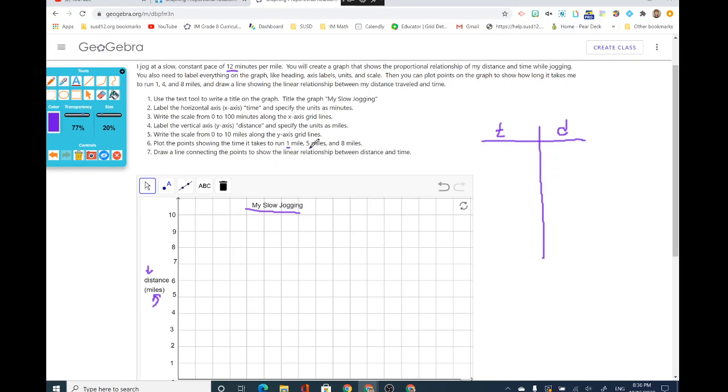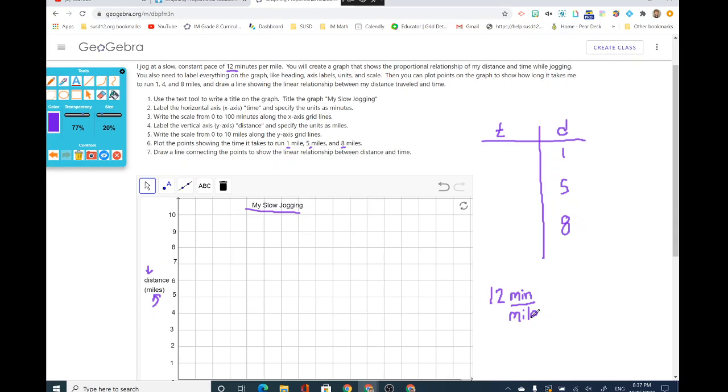1 mile, 5 miles, and 8 miles. Okay, so the distance is 1 mile, 5 miles, and 8 miles. And I said I jog 12 minutes per mile. I'm going to write that down here. I'm going to even put the units. 12 minutes per mile. So just draw a line for a proportion and put mile on the bottom.